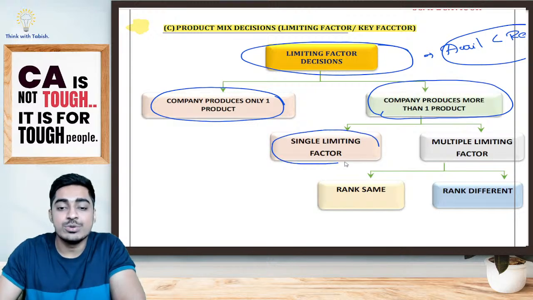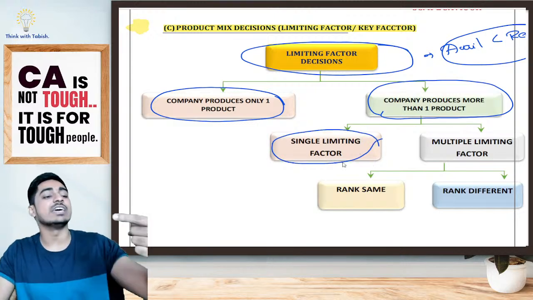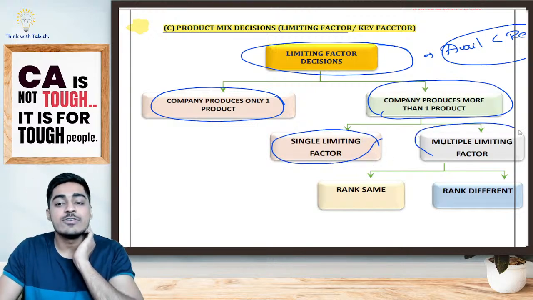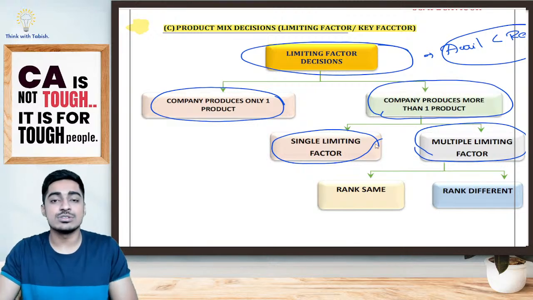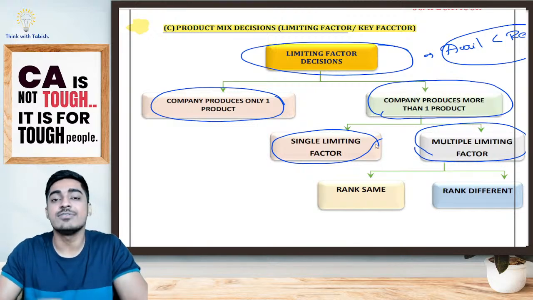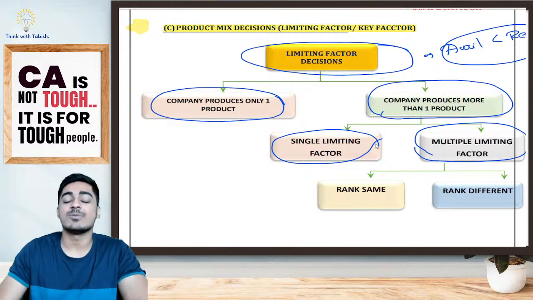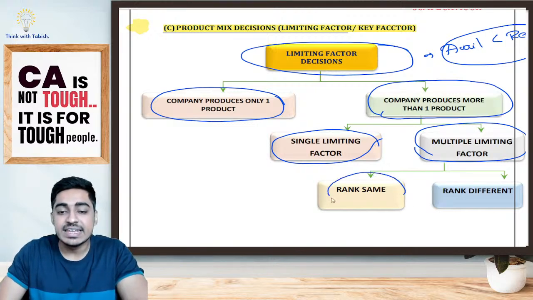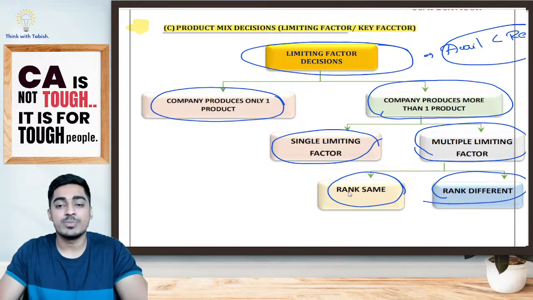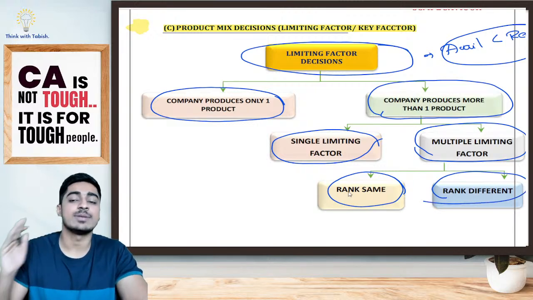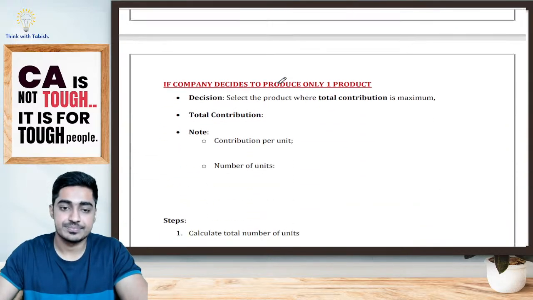Again, company is producing more than one product. Either we'll be having only a single limiting factor, only labor hours is shortage, or we'll be having multiple limiting factors. Labor hours is also shortage, machine hours is also shortage, material is also shortage, everything is shortage. Now, if we have multiple limiting factors, either rank will be same or else rank will be different. These many combinations we have individually. Slowly, one by one, let us try to understand.